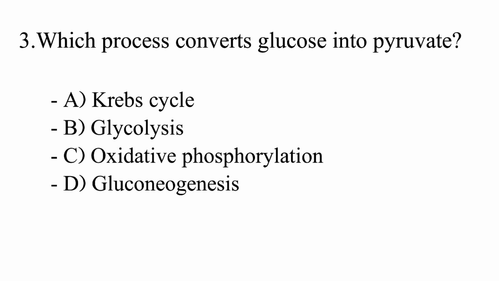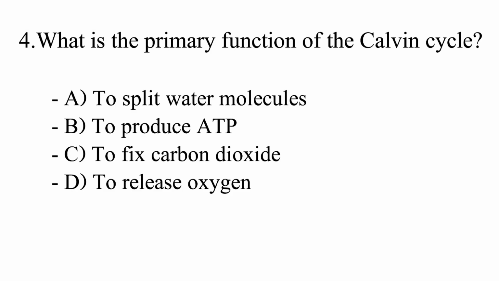Question number 3. Which process converts glucose into pyruvate? The correct answer is option B, glycolysis. Question number 4. What is the primary function of the Calvin cycle? The correct answer is option C, to fix carbon dioxide.